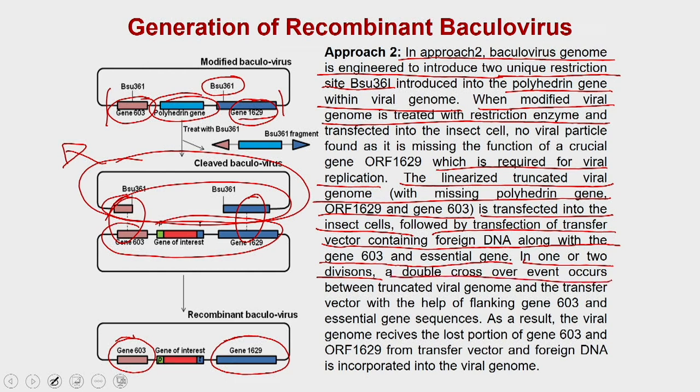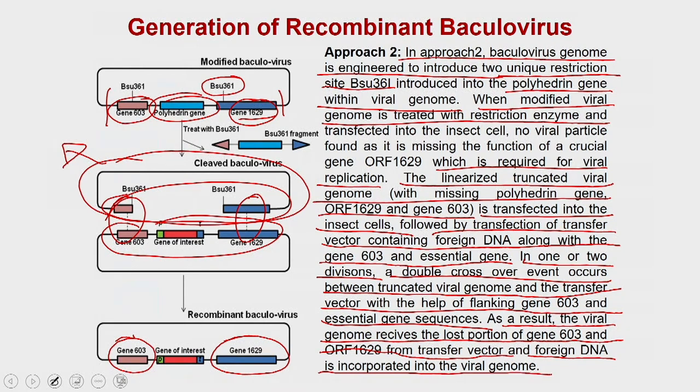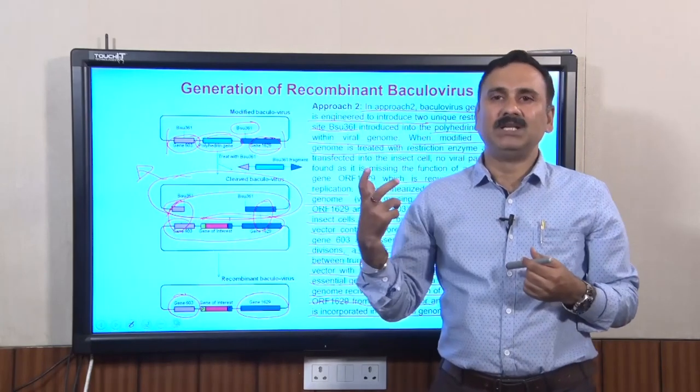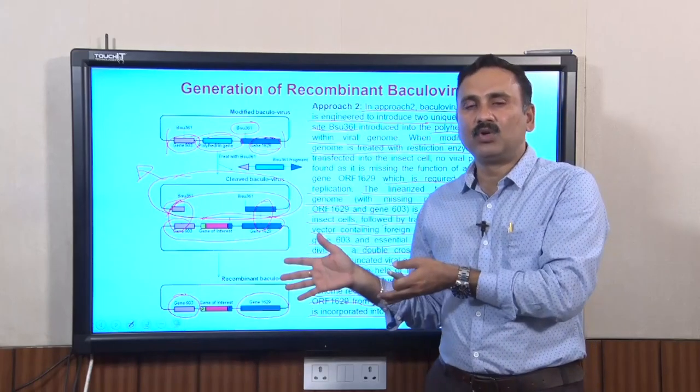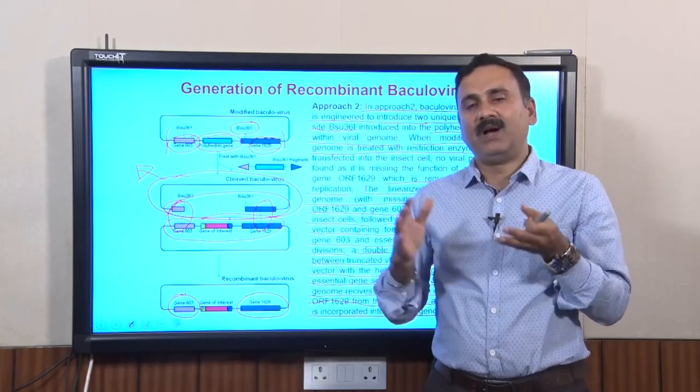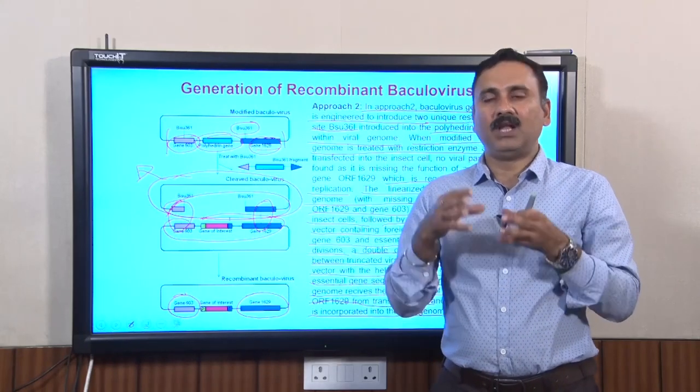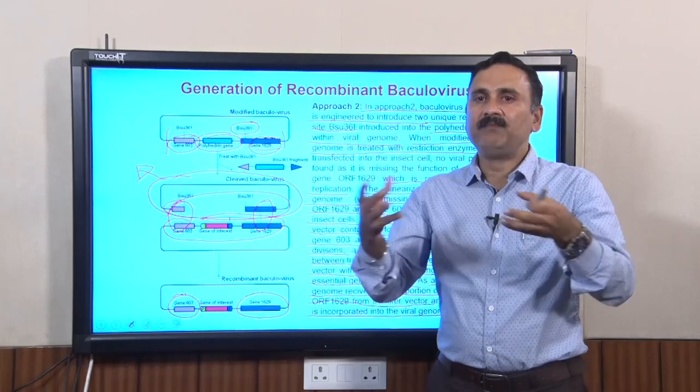So, a double cross-over event will occur between the truncated viral genome and the transfer vector with the help of the flanking gene 603 and essential gene sequences. As a result, the viral genome receives the lost portion of gene 603 and ORF1629 from the transfer vector, and the foreign DNA is incorporated into the viral genome. So, as a result, you generate the recombinant baculovirus. Now, whether you use approach 1 or approach 2, you have generated the recombinant baculovirus. Now these baculoviruses can be used for protein production.